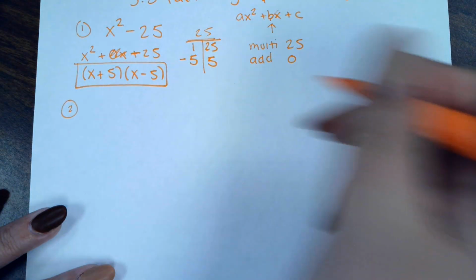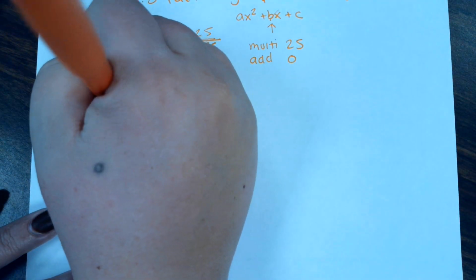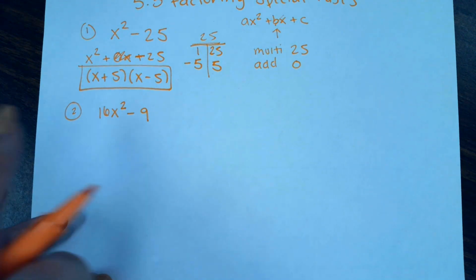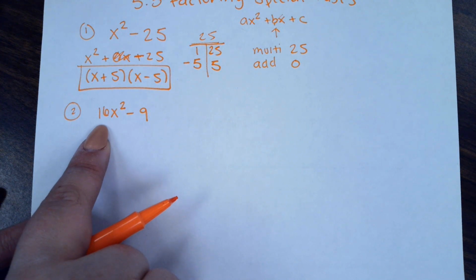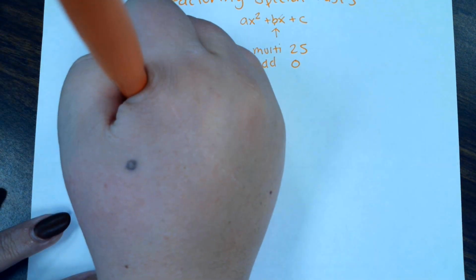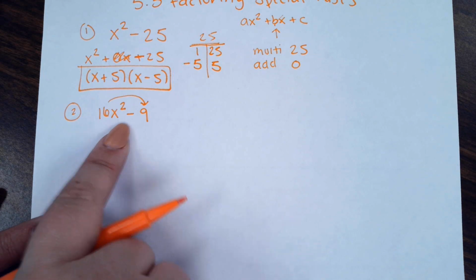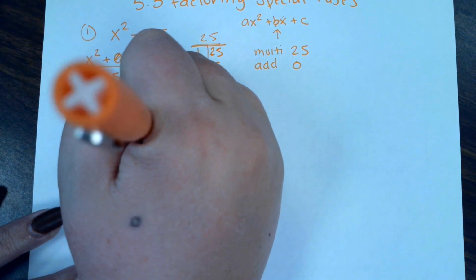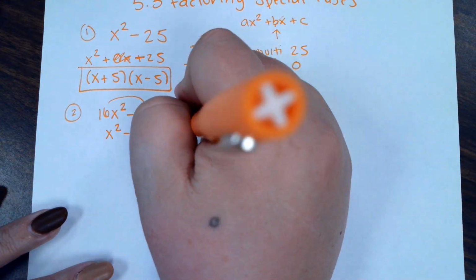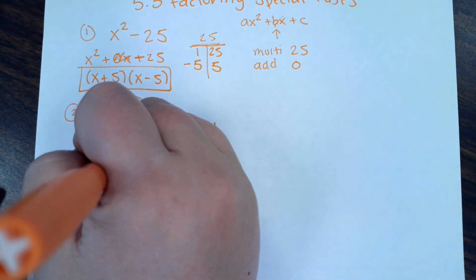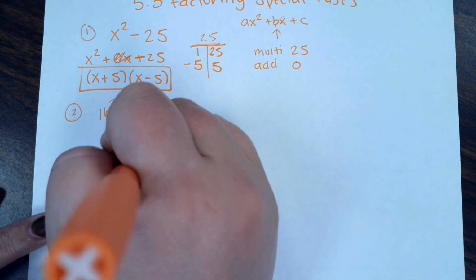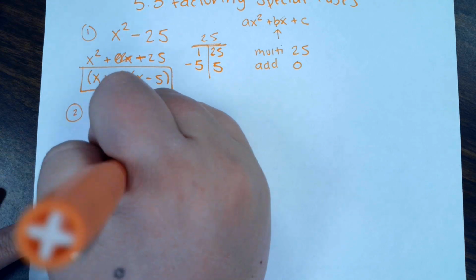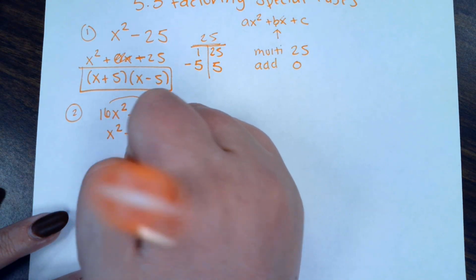So our next example is 16x squared minus 9. This time, our a value is not 1, right? So we've got to slide and divide. Again, we don't have a middle value, but we can still slide and divide. So that's x squared minus 144. We need factors of 144 if you want to do the box method for this one. So we put x squared here, negative 144 there.